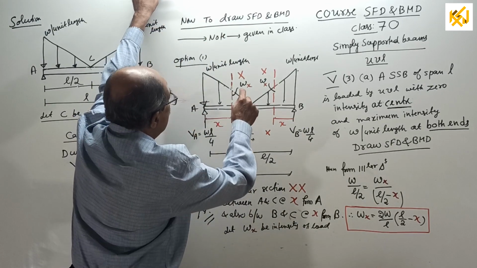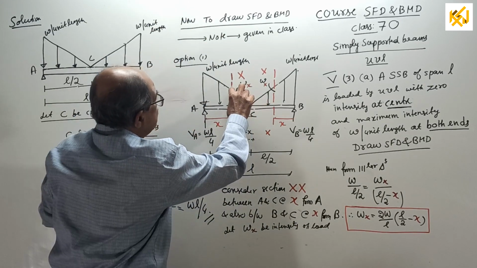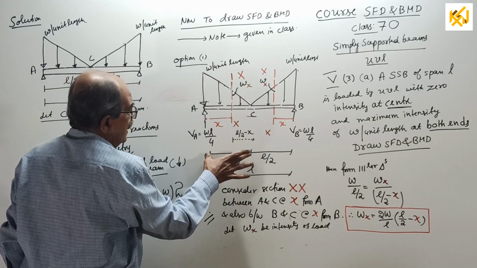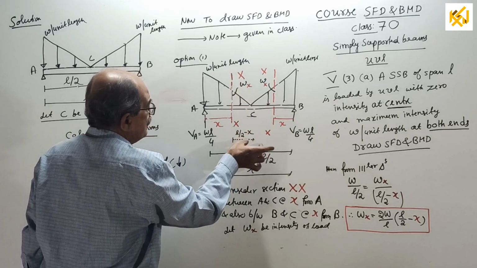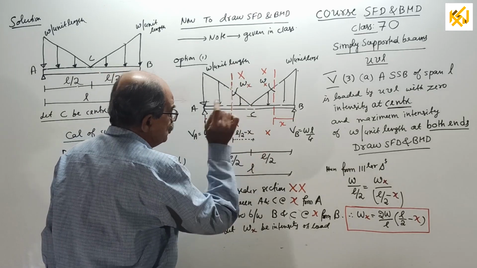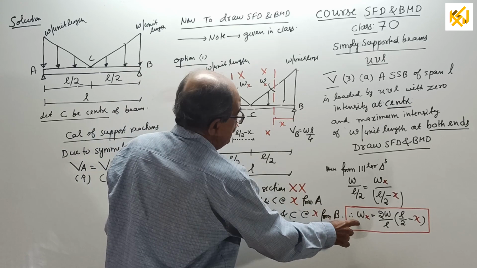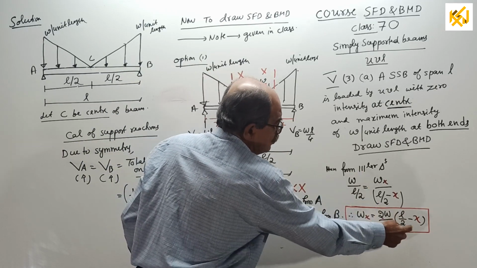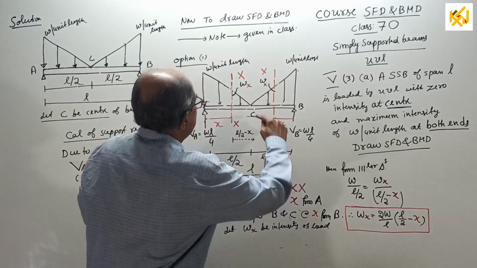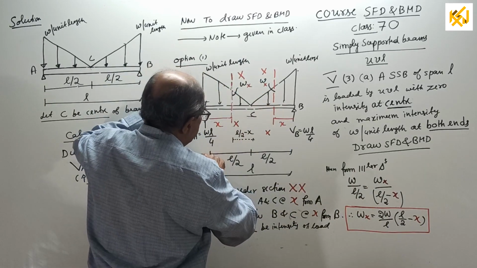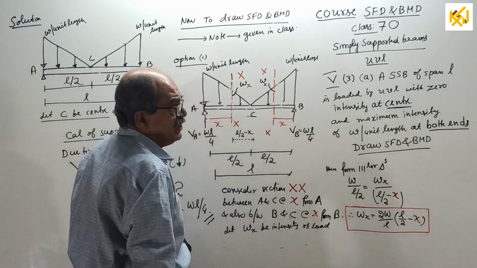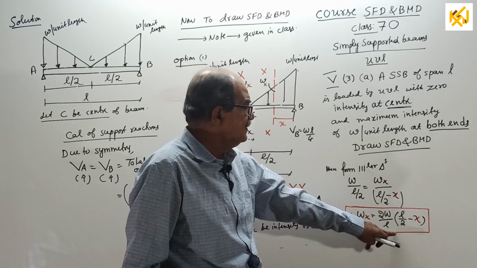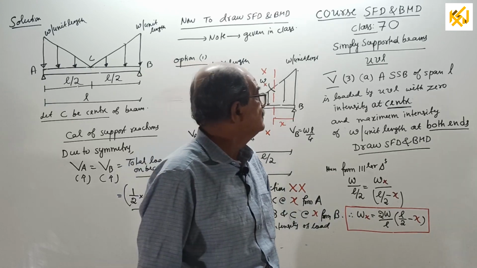Okay, now start. Let W suffix X be the intensity at XX. From similar triangles, W divided by L by 2 equals W suffix X divided by this distance, L by 2 minus X. Or your WX will become, this 2 will go to the numerator, 2W by L into L by 2 minus X. Or directly, W by L by 2 into L by 2 minus X. W by L by 2 means 2 will go to the numerator. This is all told.